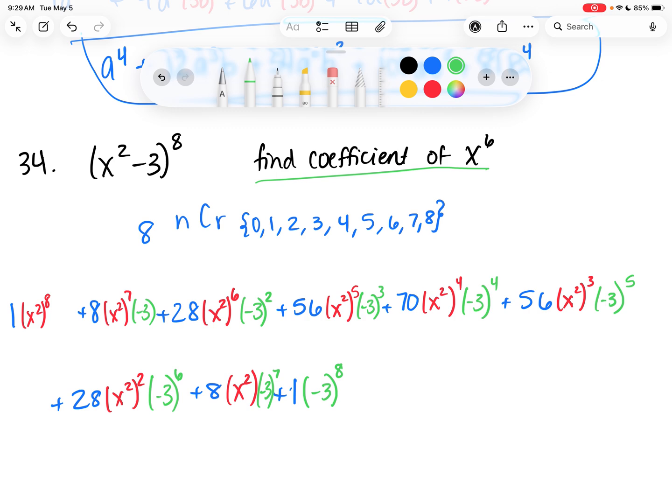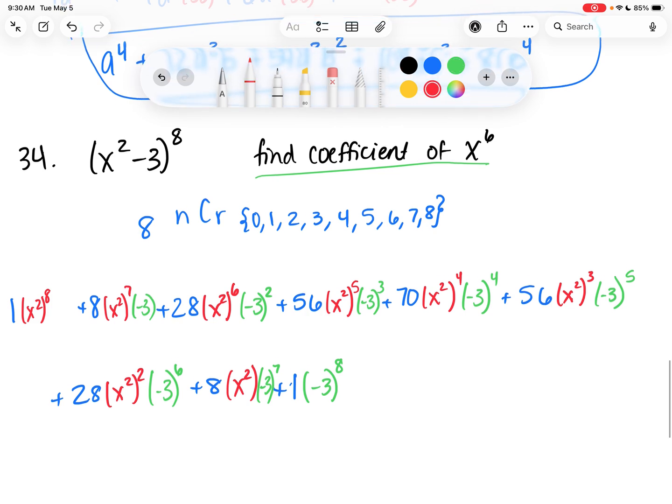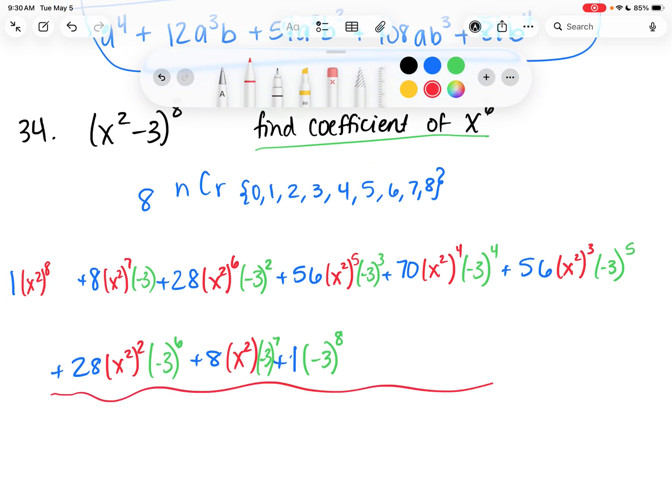But I'm working out the whole thing just so that we have another example. I had a question similar to this on the pre-calc quiz, and some people did the whole thing, and some people quite literally just found the x to the 6th term, which is fine because that's all it asked for. So I'm going to come down here, put a little squiggly there.